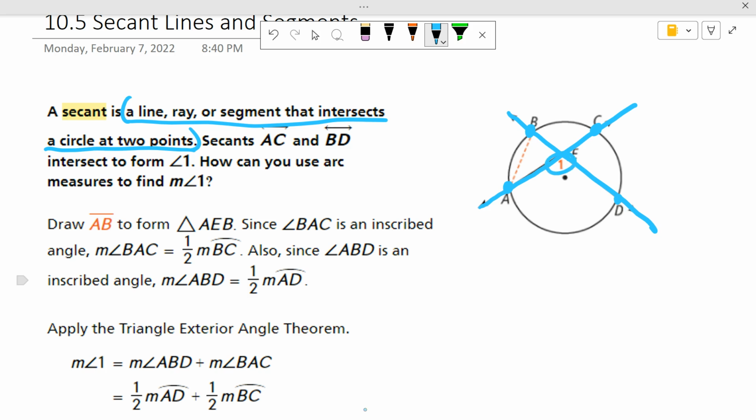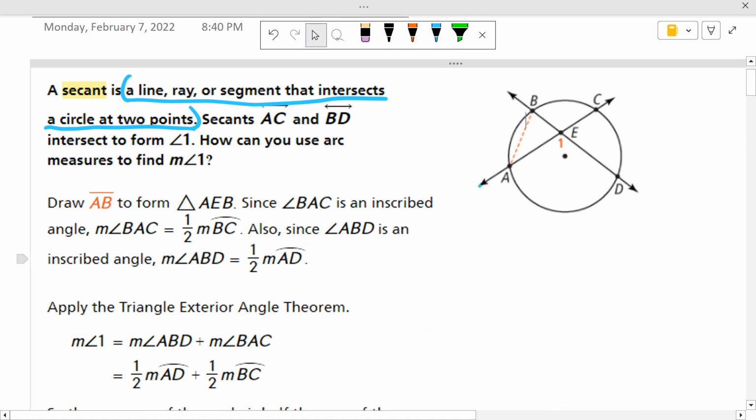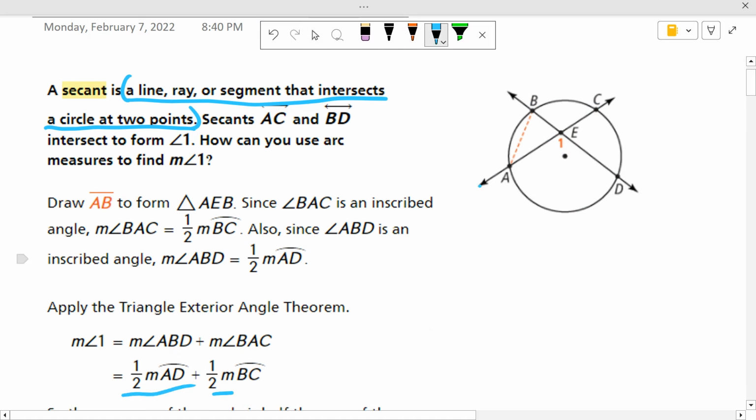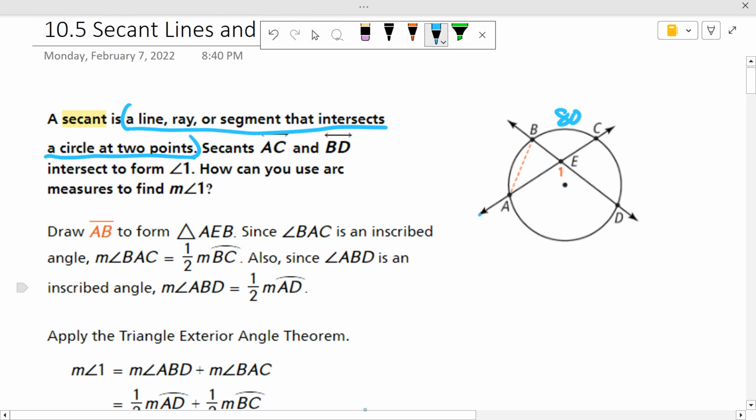So angle 1 here equals this arc here plus this arc here divided by 2. It's the average of the two arcs. So angle 1 equals half of this arc plus half of this arc. Let's say this is 80 and this is 120. What's 80 plus 120? 200. Half of 200 is 100. So angle 1 would be 100. Easy peasy lemon squeezy, right?